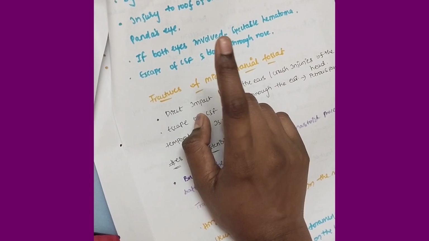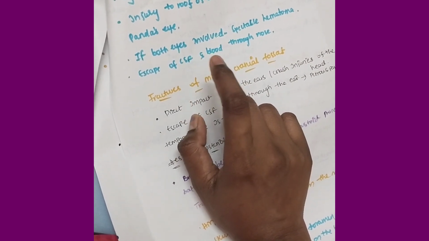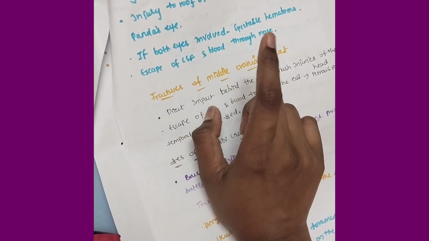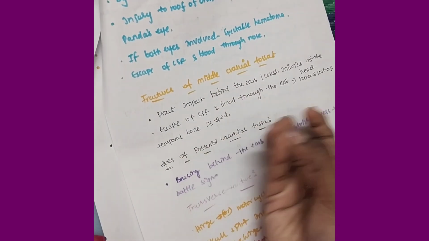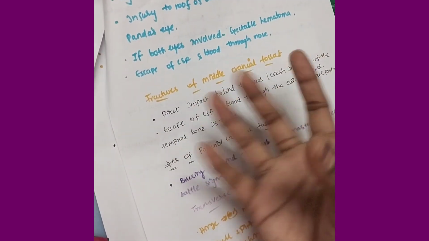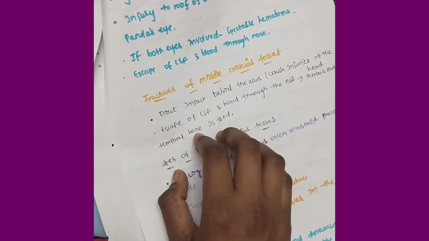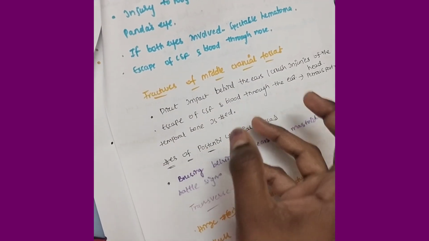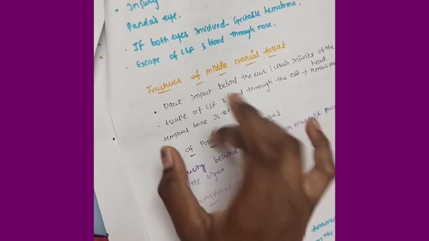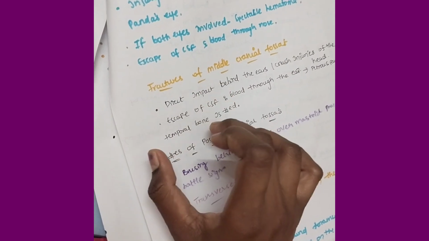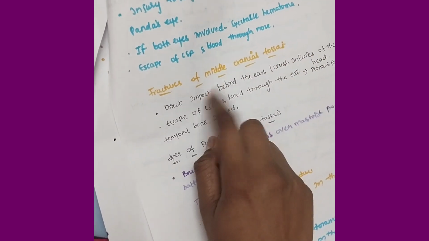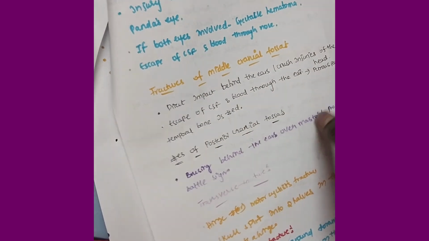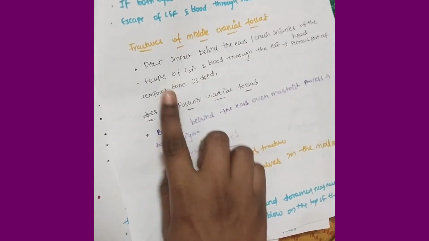You observe in the anterior cranial fossa, if there is any fracture, there will be leakage of CSF and blood through the nose. In case of the middle cranial fossa, mostly through the ear, the CSF and blood leakage will occur. Because if the petrous part of the temporal bone is fractured, the ear is located there, so the CSF will leak into the ear. Direct impact behind the ears or crush injuries of the head, these fractures of the middle cranial fossa may occur.